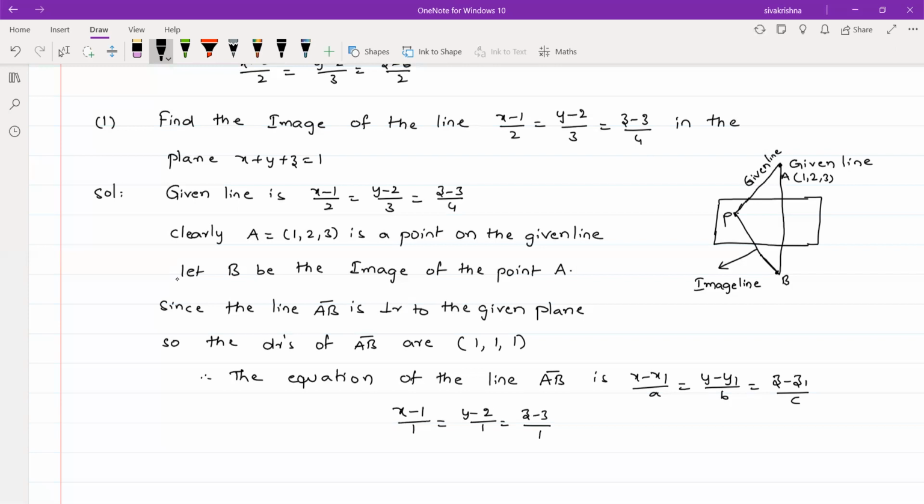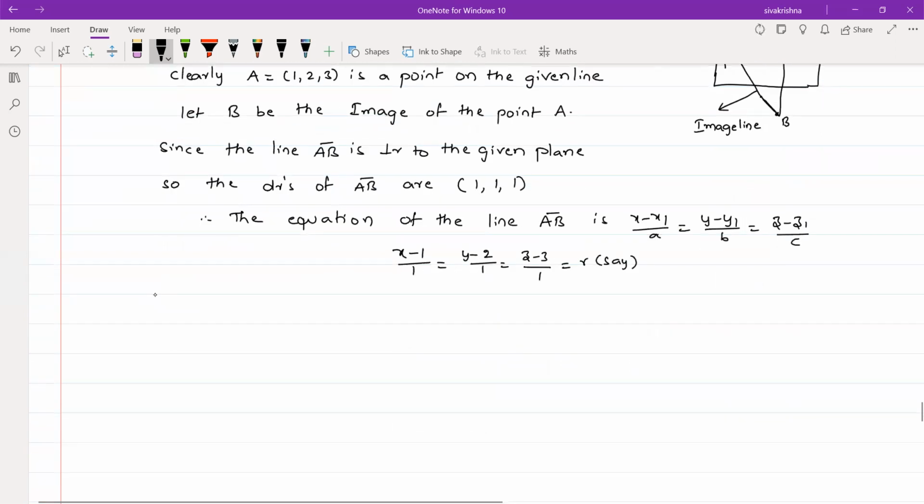Now we have supposed that B is the image of the point A. If you want to write any point on this particular line, we have to suppose this line equation is equal to small r. I am equating the line equation AB to small r. Then we get x minus 1 is equal to r, y minus 2 is equal to r, and z minus 3 is also equal to r. So that we get x is equal to r plus 1, y is equal to r plus 2, and z is equal to r plus 3.